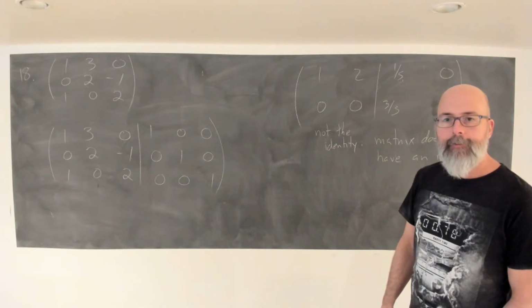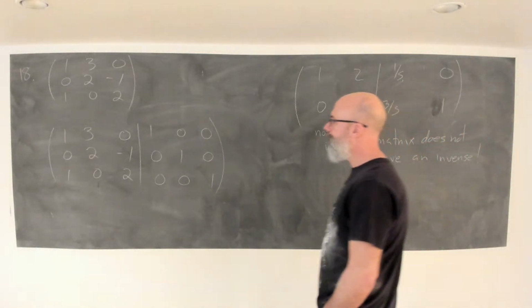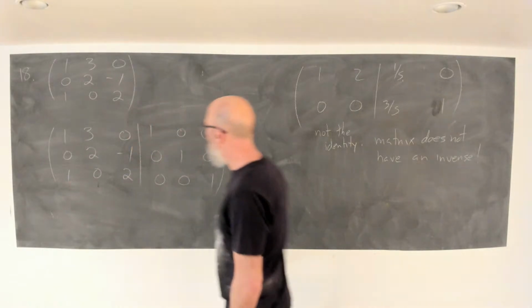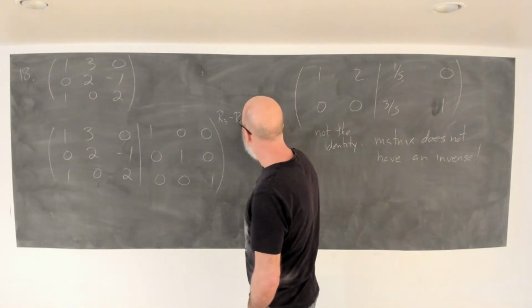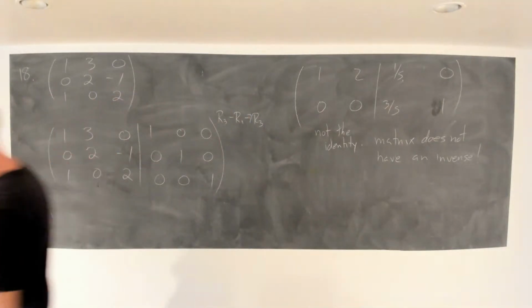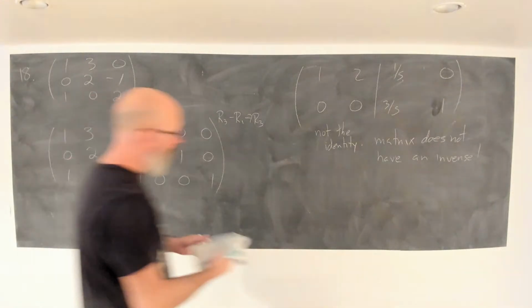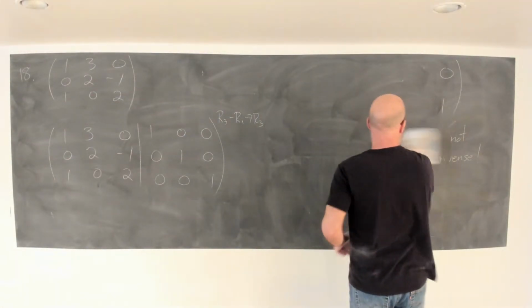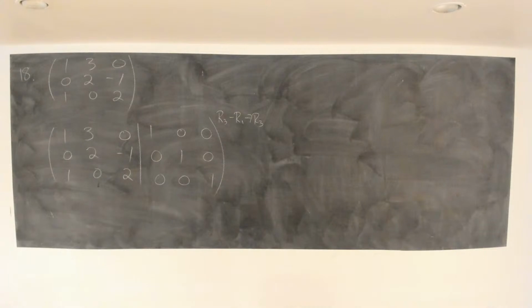All right. Maybe use this one to get rid of that one. Row 3 minus row 1 for row 3. Thank you, Annie.